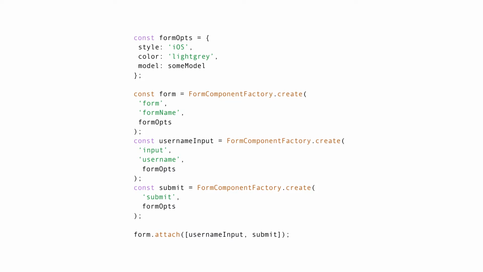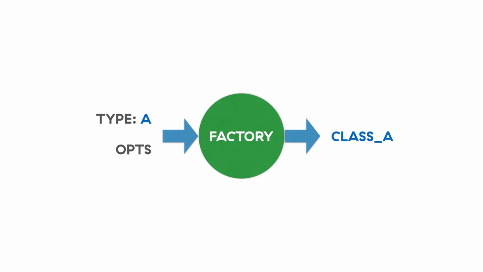For example, you might want to have a form which has some sort of a theme. And you say, okay, it's in the iOS style and it's light gray and we tie it to some model for the data. And then we make a form and we make an input and we make a submit. And all this looks the same, but of course the underlying code is quite different. And that's basically the point of it.